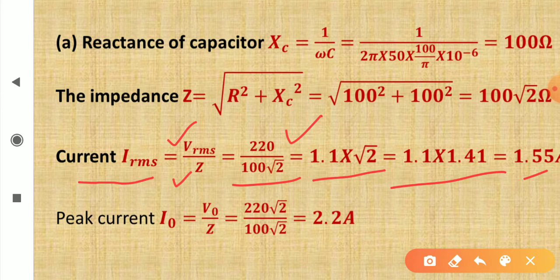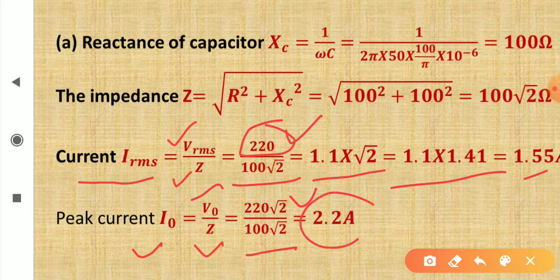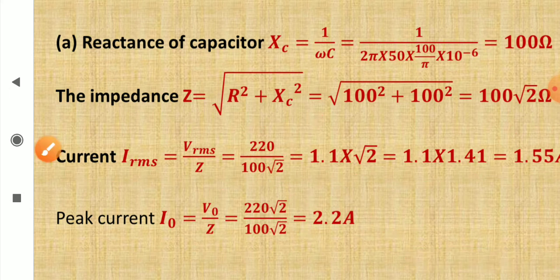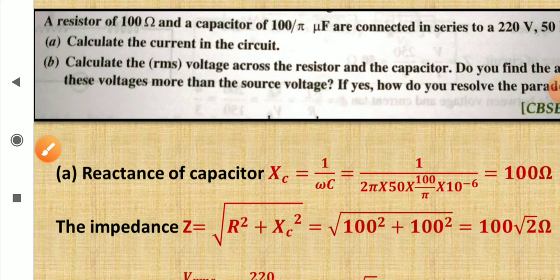And if you have to find out peak current, then peak current is peak voltage upon Z, and peak voltage will be RMS voltage times root 2, upon impedance 100 root 2, that is 2.2 ampere. So you can see that peak current is much higher than the RMS current. Now comes the second part.